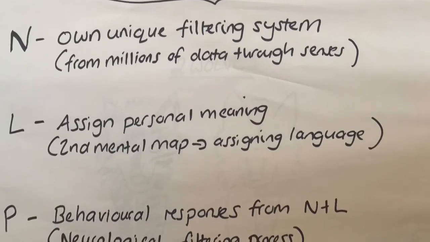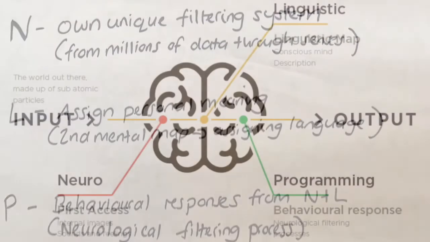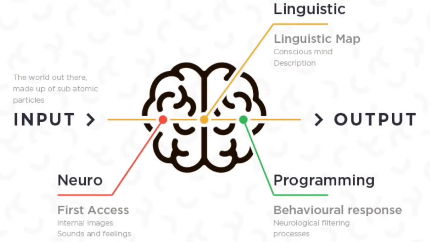Okay, so back to this flip chart again. Let's go through one by one then. So neuro, as it says, it's the first axis. So neuro, of course, refers to the brain as well, and the neurons, so how the brain's all connected, how it all works. And as I say, from millions of data through the senses, we develop our own unique filtering system. Now, this system is derived, as I said, through the subconscious, through your experiences, and is very unique to each person.